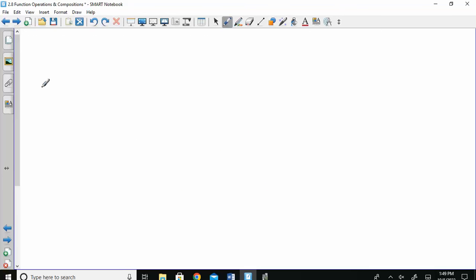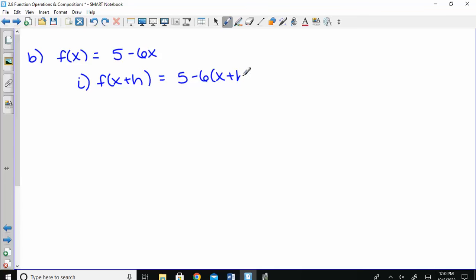All right, how about part 1, f of x plus h. So what do I do? Right, I have to distribute negative 6. So we get 5 minus 6x minus 6h.